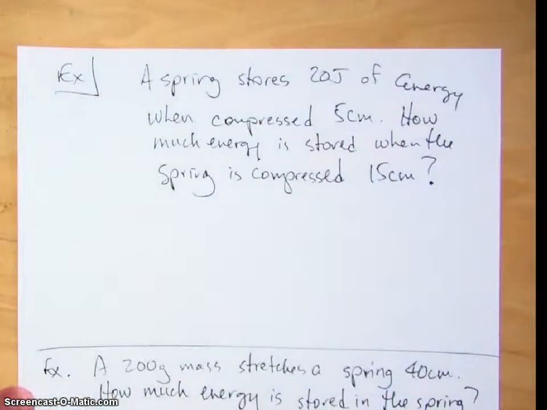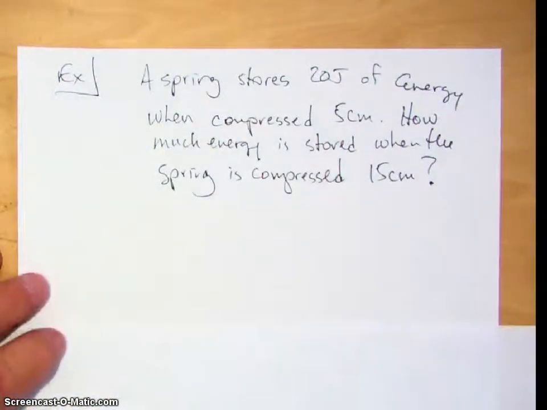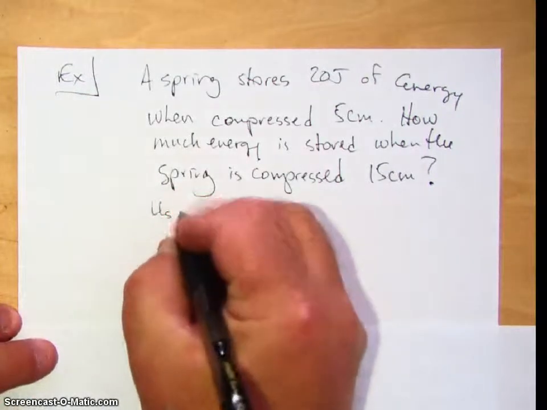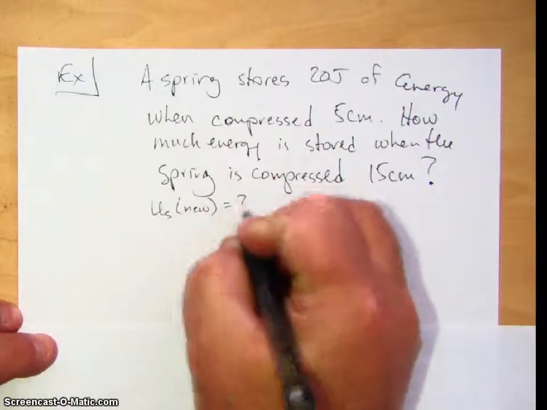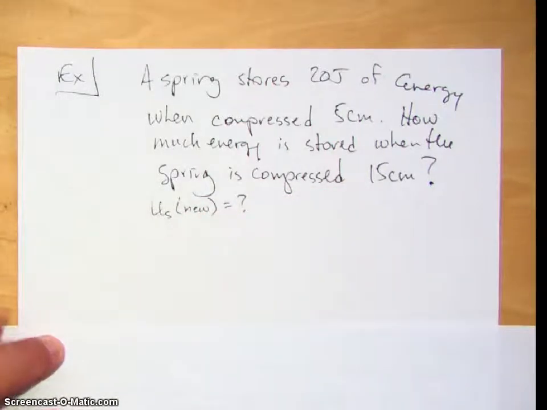And let's only look at one example at a time. Let's cover that one up. A spring stores 20 joules of energy when compressed 5 centimeters. How much energy is stored when the spring is compressed 15 centimeters? So what I'm looking for is the new spring energy. Now, here's the key thing in this.